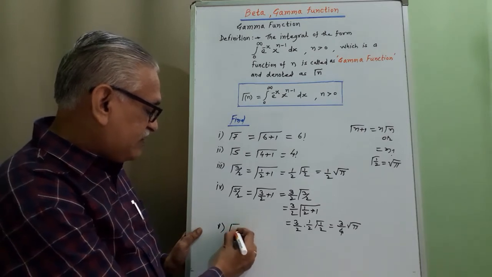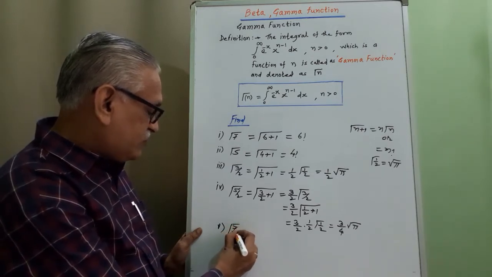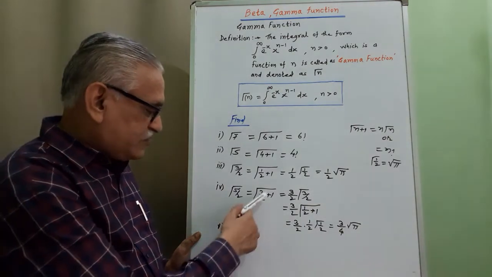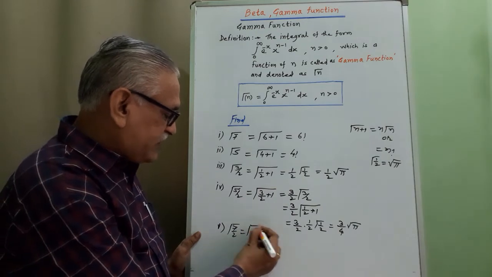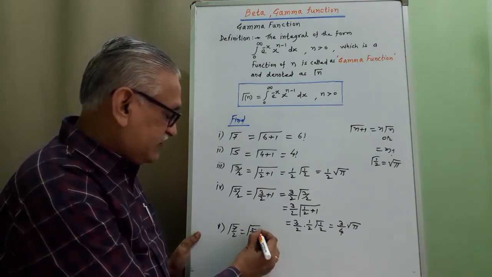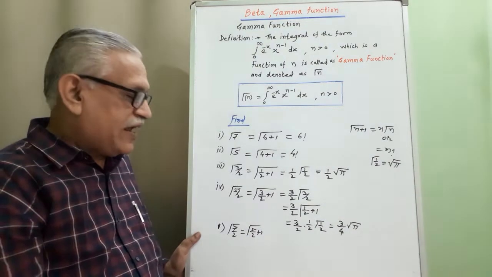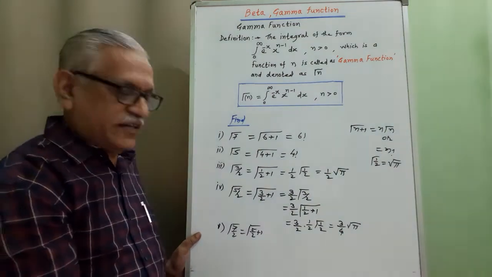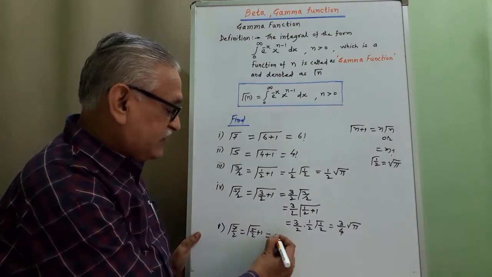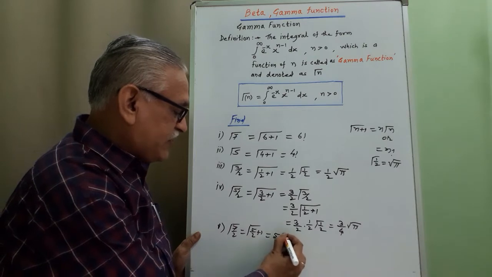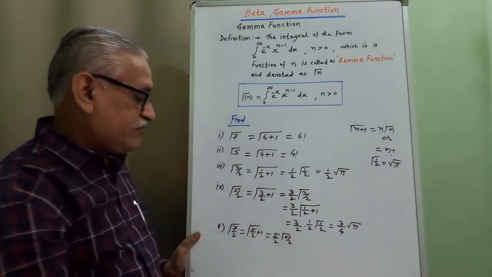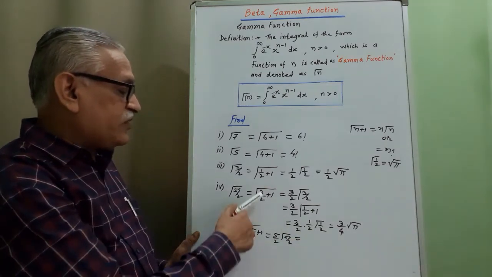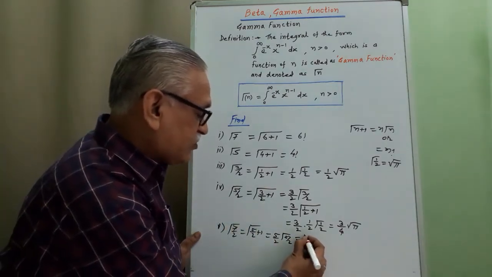One more, find the value of gamma 7 by 2. First we write in the form of n plus 1, therefore it is 5 by 2 plus 1. Then applying this property, as it is not a positive integer, its value is n gamma n, and therefore it is 5 by 2 gamma 5 by 2. Next, that 5 by 2 we write as 3 by 2 plus 1, keeping the outer 5 by 2 as it is.